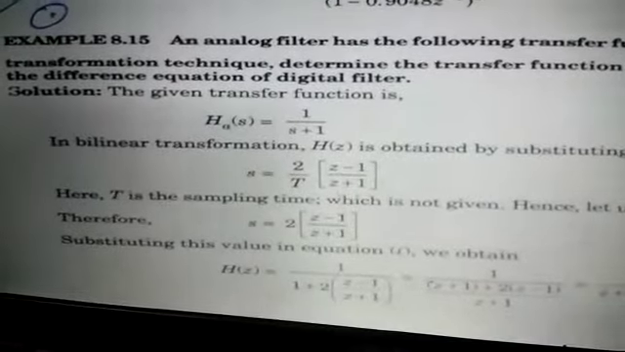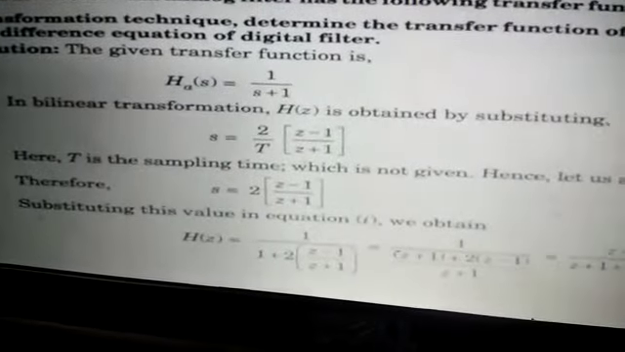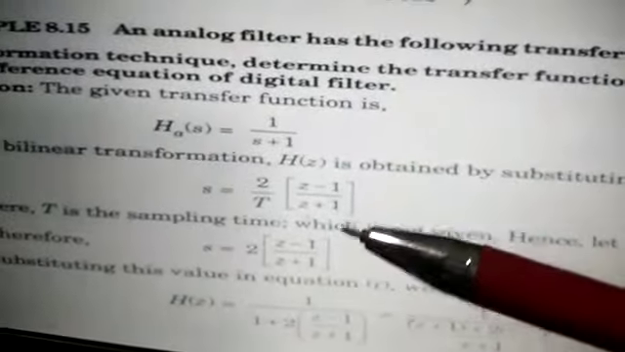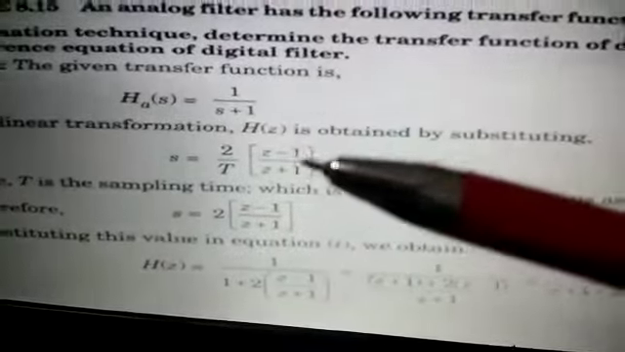So from the digital filter transfer function we can go for the digital difference equation, that is in terms of x of n and y of n. So this is HA of S is equal to 1 upon S plus 1, it is given, and the bilinear transformation is S is equal to 2 by t into (z minus 1) upon (z plus 1). So you can put this value in the given transfer function 1 upon S plus 1. In place of this S you can put this one, and you will get this transfer function.